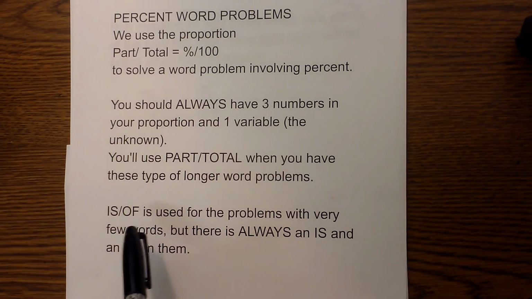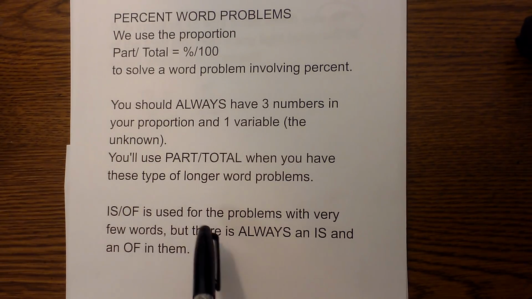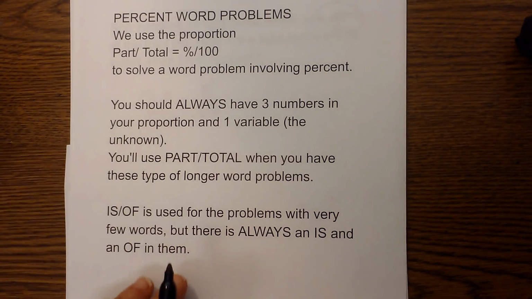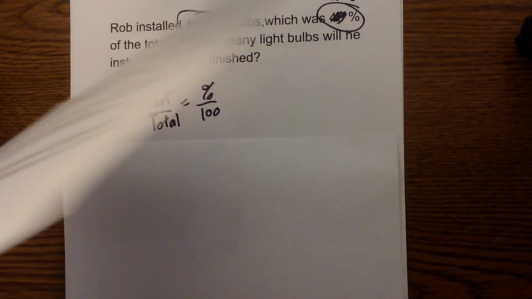Is and of are used for problems with very few words, but there's always an is and of in them. Let's get started with the first example.